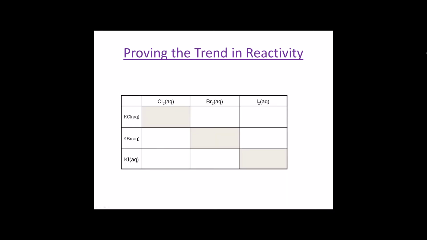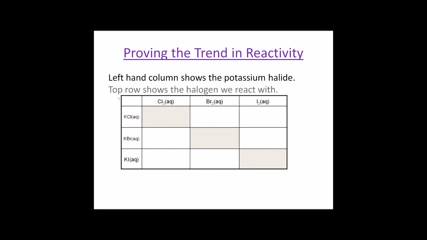And what we would do normally is we'd do an experiment with a table similar to this. So the left hand column down here shows our potassium halides. We've got potassium chloride, potassium bromide, potassium iodide. The little aq in brackets shows it's dissolved in water. The top row shows the halogen we're going to react it with, so we've got chlorine, bromine and iodine, and they're in their elemental form but dissolved in water.